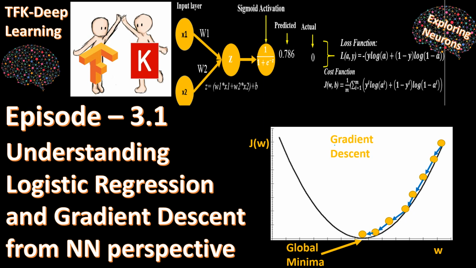So hello all and welcome back to the TFK Deep Learning series, and this is episode 3.1 where we'll be trying to understand logistic regression, and we'll also try to understand gradient descent. This is basically the simplest way to understand a neural network, because logistic regression can be seen as a neural network. All the functionalities, such as doing the summation or applying an activation function as we do in a neural network, are the same as here. So let's get started with logistic regression.